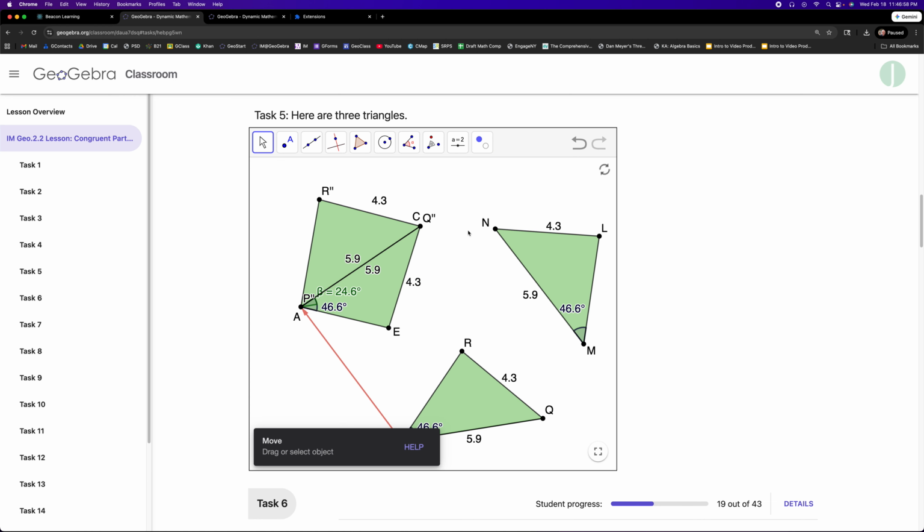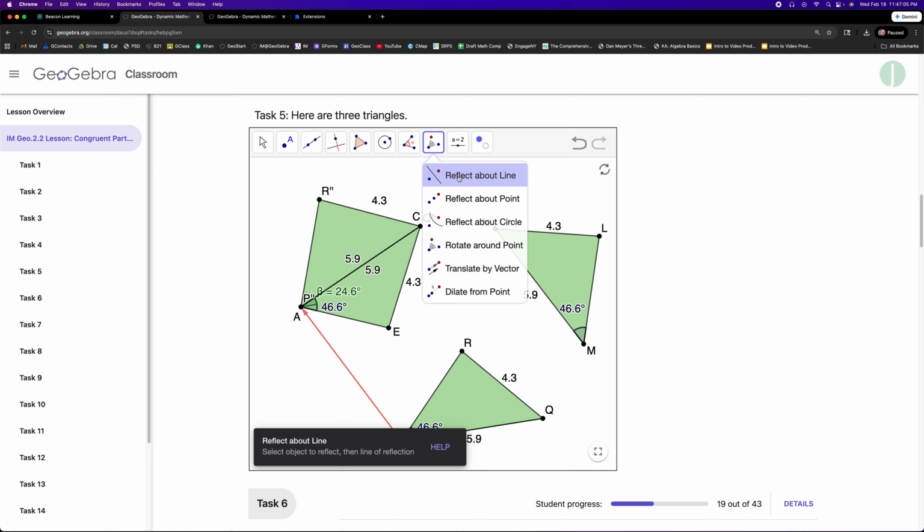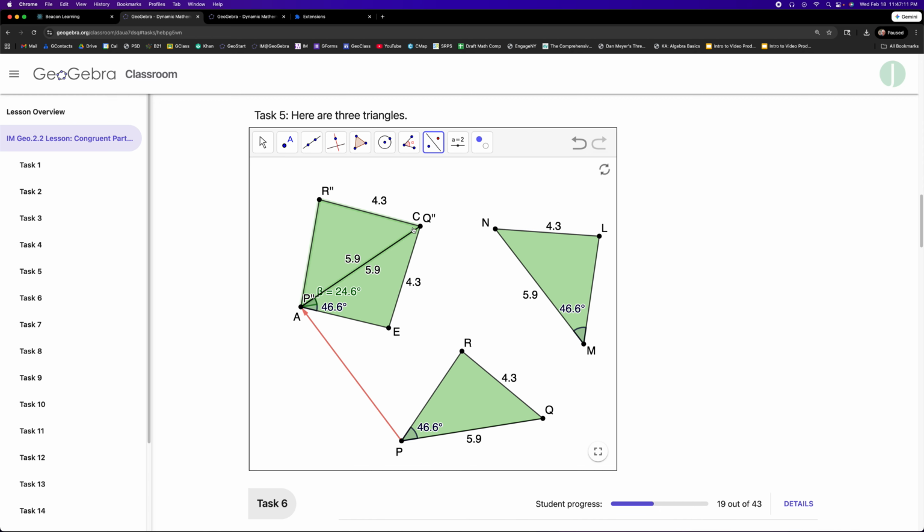Okay, so now, since I have this edge here, I'm going to reflect across that. So we're going to reflect about line. We're going to select this triangle right here, and then this is the edge I want to use. So I'm going to click right along that edge and get it to reflect.